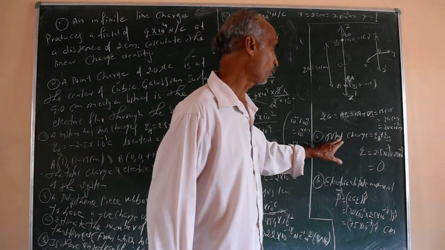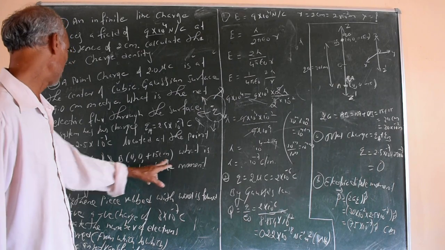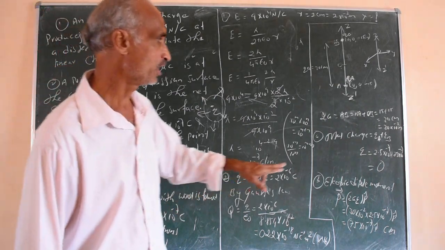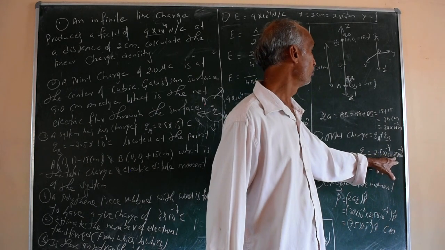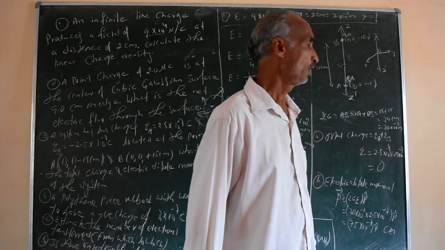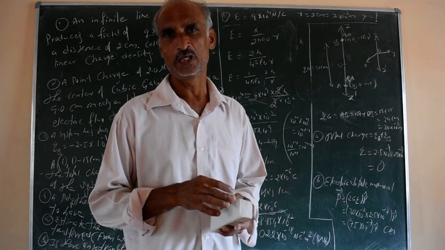What is the total charge, and what is the electric dipole moment of the system? Total charge is QA plus QB. QA is 2.5 times 10 raised to minus 7. QB is minus 2.5 times 10 raised to minus 7. The sum is equal to 0. Always the total charge is 0 in a dipole.